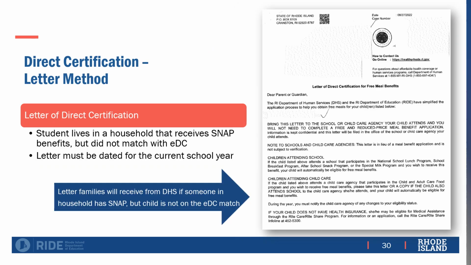Students can also receive direct certification via a letter from the SNAP office. This letter comes directly from the SNAP office to the household, and it tells the family to bring the letter into school to show that they are automatically eligible for school meals.